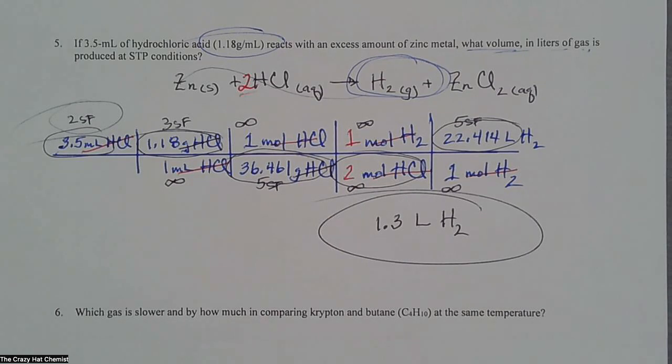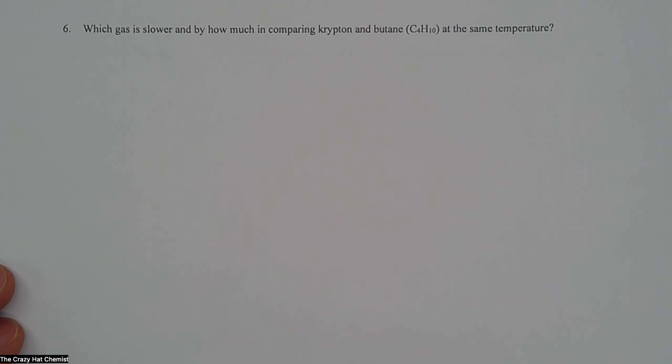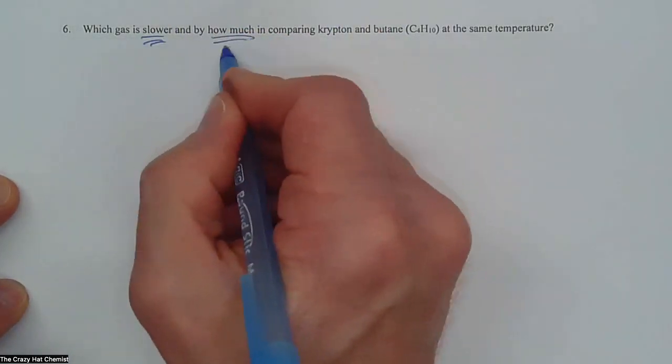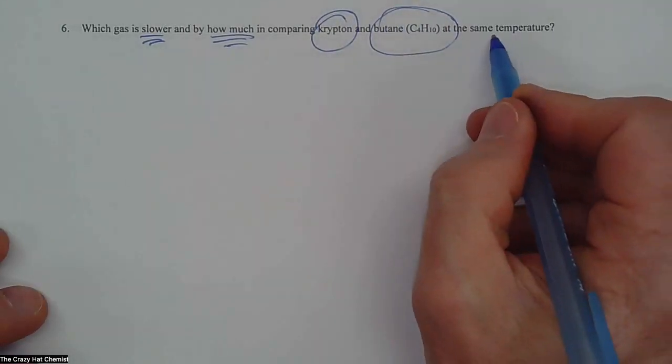All right. Let's pound on through number 6 and see what we can get for number 6. All right, number 6, it says, which gas is slower and by how much by comparing krypton with butane at the same temperature? So what's key on this problem is that it's at the same temperature. If it's not at the same temperature, I'm going to have to use something different than what I'm doing here right now, but this is going to be a Graham's law problem.